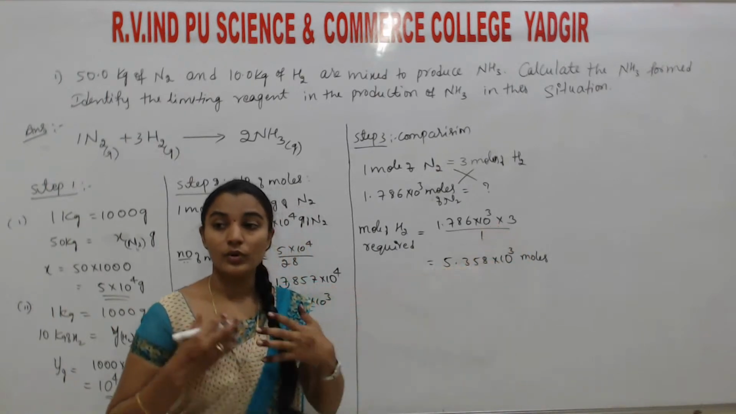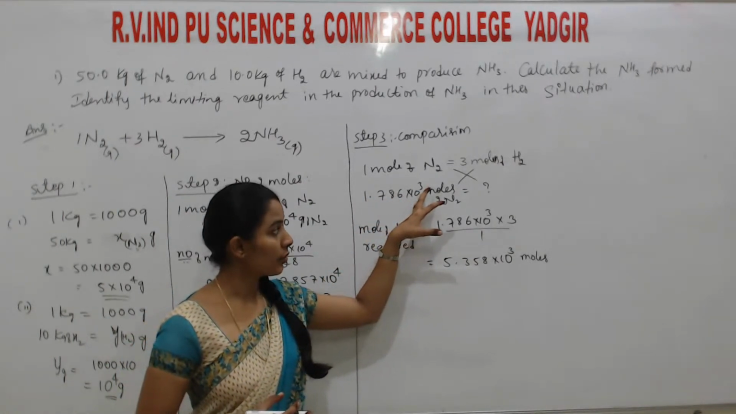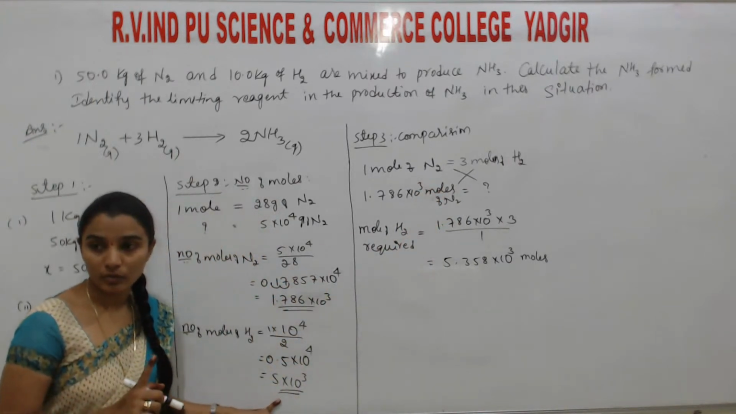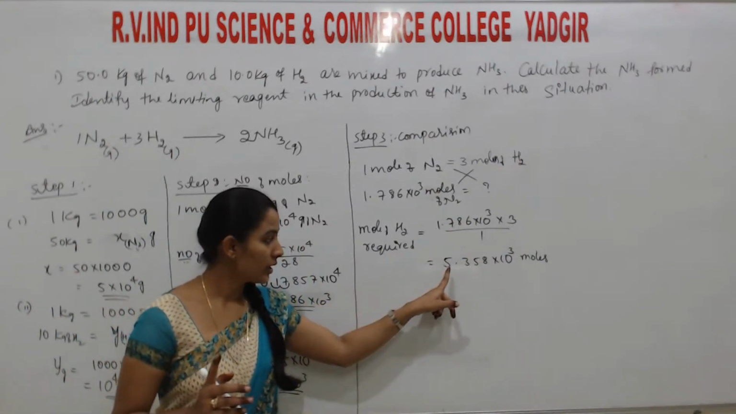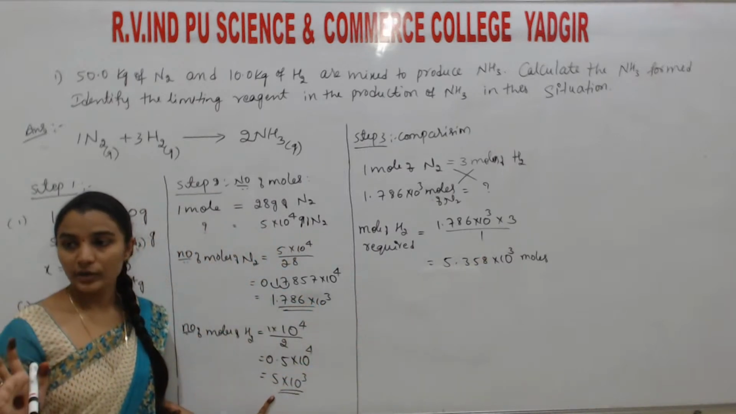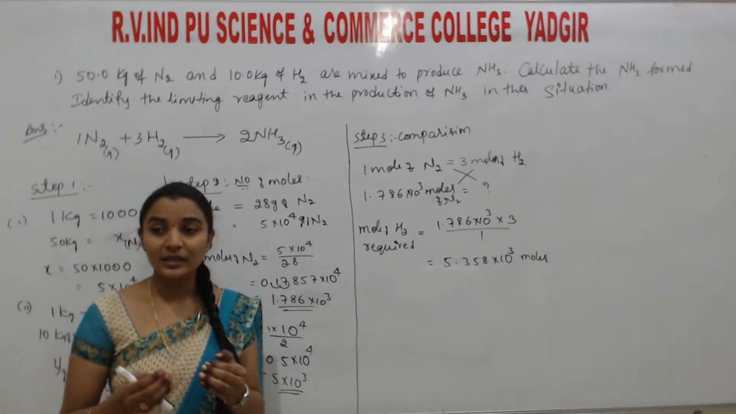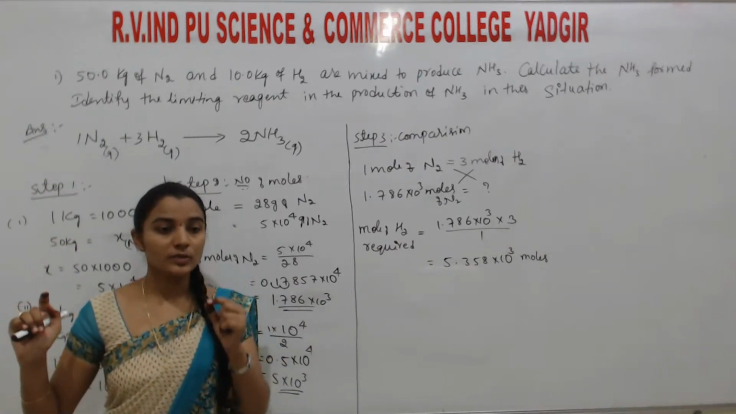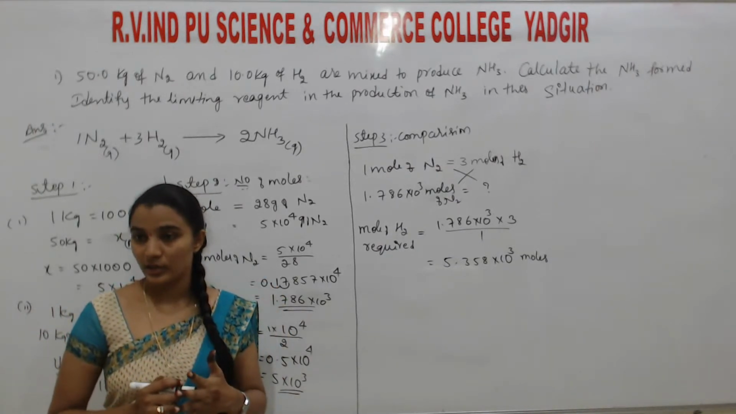This is how much we require to react with 1.786 into 10 power 3 moles of N2. But the availability of H2 is only 5. Extra 0.358 we require. Understood? Here we require is 5.358. Here the availability is only 5. That means this is the limiting reagent. The reagent which is present in less amount in the reaction, that is called as limiting reagent.